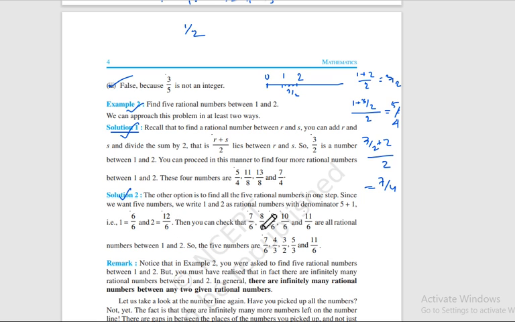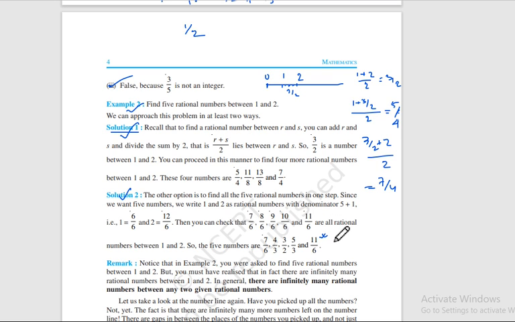Then 8 by 6, it is also greater than 6 by 6, which means 1. It will be greater than 1, but this will be less than 2. Why? Because the 12 by 6 is much greater than this. Then 9 by 6, 10 by 6, 11 by 6, then 12 by 6. So all these numbers will lie between 6 by 6 and 12 by 6. This is one method, and this is nice. So you can do this also. So there are many other ways.